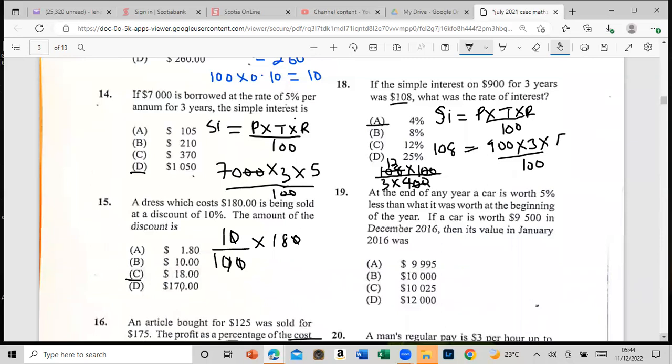Alright, so it says, at the end of a year, a car is worth 5% less than what it's worth at the beginning of the year. If a car is worth $9,500 on December 26, then its value in January was? So notice, we want the value at the start of the year.